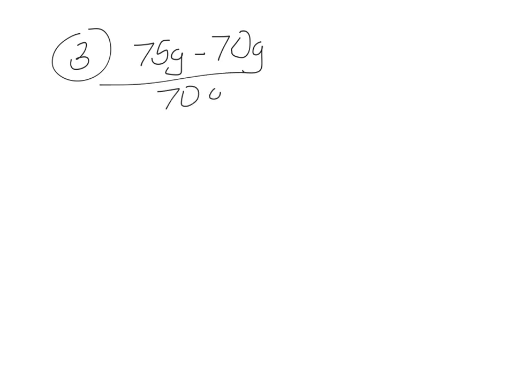Number 3, going from 70 grams to 75 grams. So ending number minus starting number over starting number. And we end up with 5 over 70, and the grams just cancel out. Whenever you do percent change, all the units are pretty much going to cancel out.